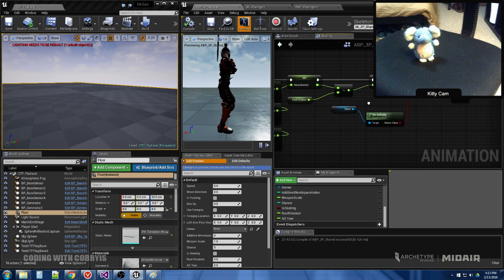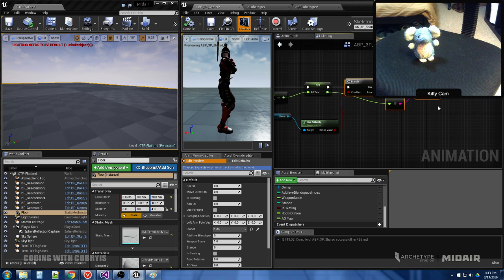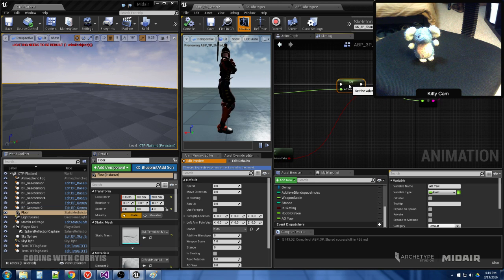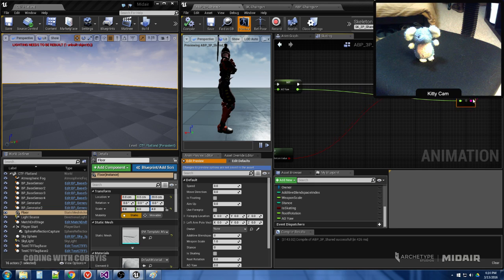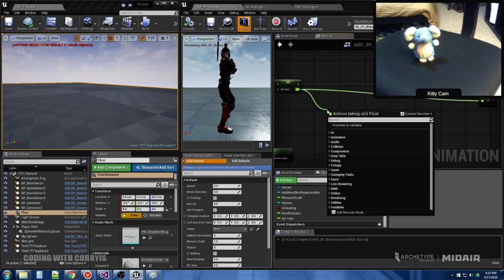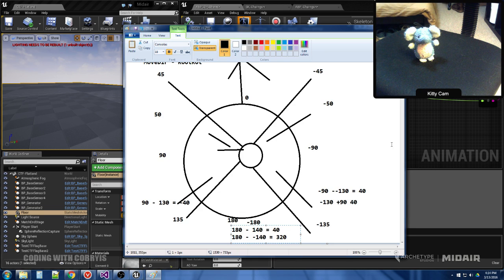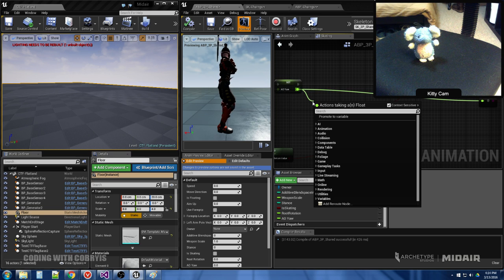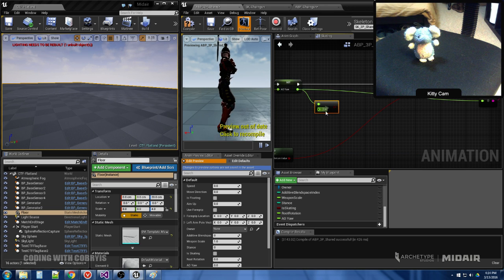What I was just gonna do is, if this yaw is greater than... I mean, for now, this is pretty simple. If it's greater than 180, then we just have to subtract 360.